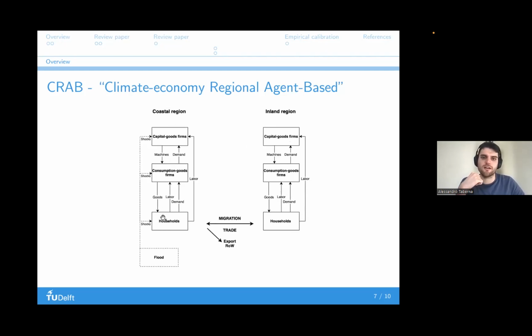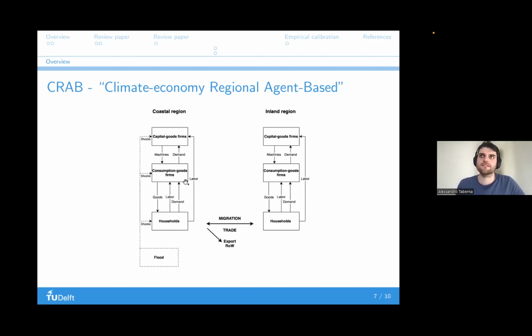The regions are populated by three classes of agents, two sectors of firms, one which covers the innovation and machinery products, while the other produces the goods that are sold to households.